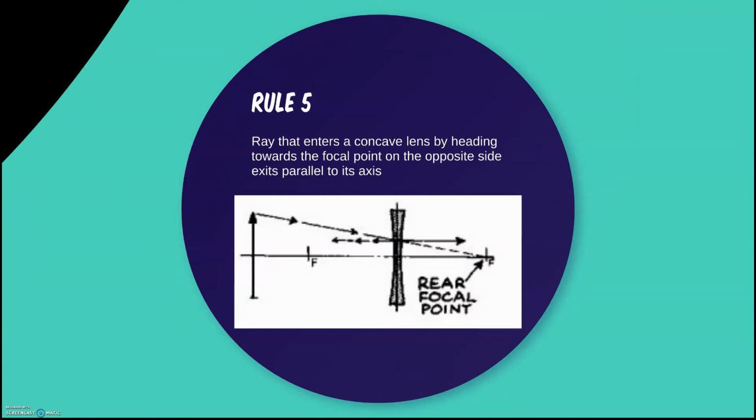The fifth rule states that a ray that enters a diverging lens by heading towards the focal point on the opposite side exits parallel to the axis. So we see this ray that is entering this concave lens, and it should keep going straight and enter the rear focal point over here on the right. But because of this lens, it is refracted and actually exits parallel to the axis.